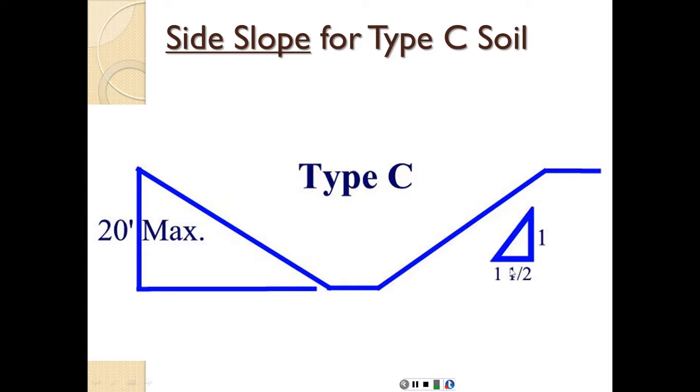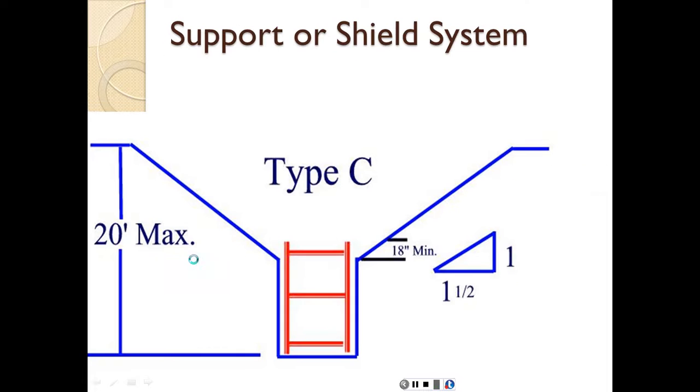In this case, the slope is going to be twice that of type A, 1.5 horizontal to 1 vertical. This is going to be type C, with a maximum depth of 20 feet. And again, if you're going to use a trench box, it's going to be 18 inches minimum above the edge of the excavation, with a slope of 1.5 to 1, 1.5 horizontal to 1 vertical. So double the slope of type A, or half, depending on how you measure it, whether rise over run or horizontal versus vertical.